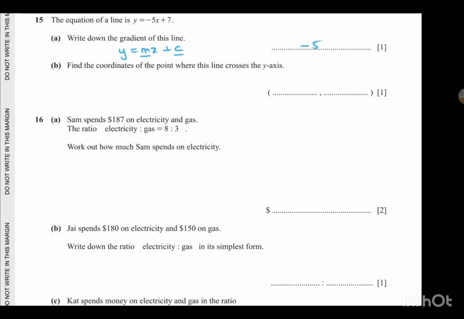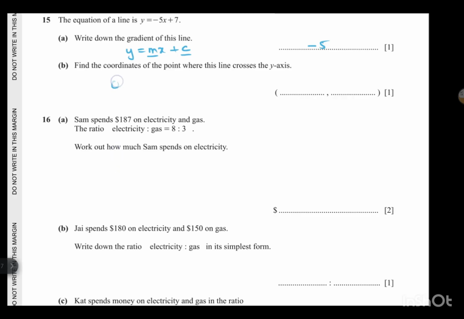Next, question B, find the coordinates of the point where this line crosses the y-axis. Now the line crossing at the y-axis is the y-intercept. And whenever something crosses the y-axis, the x coordinate will be 0. So the y coordinate is 7 here. 0 and 7. So (0, 7).